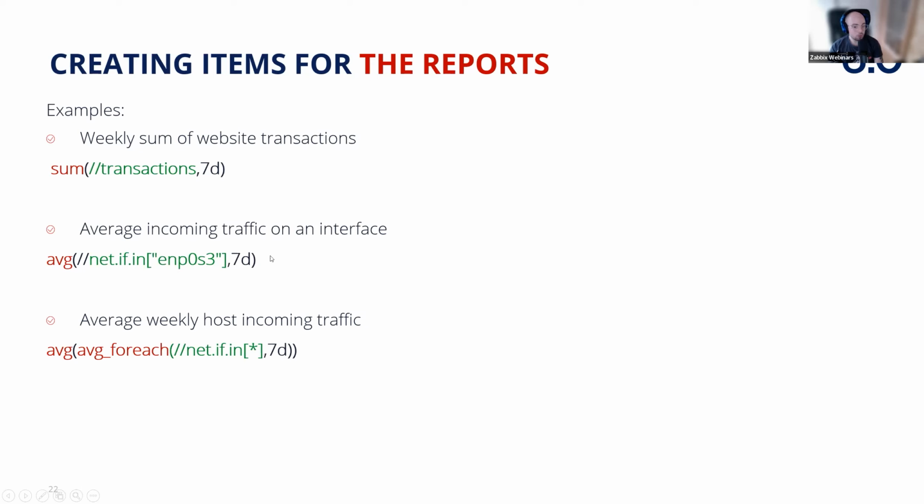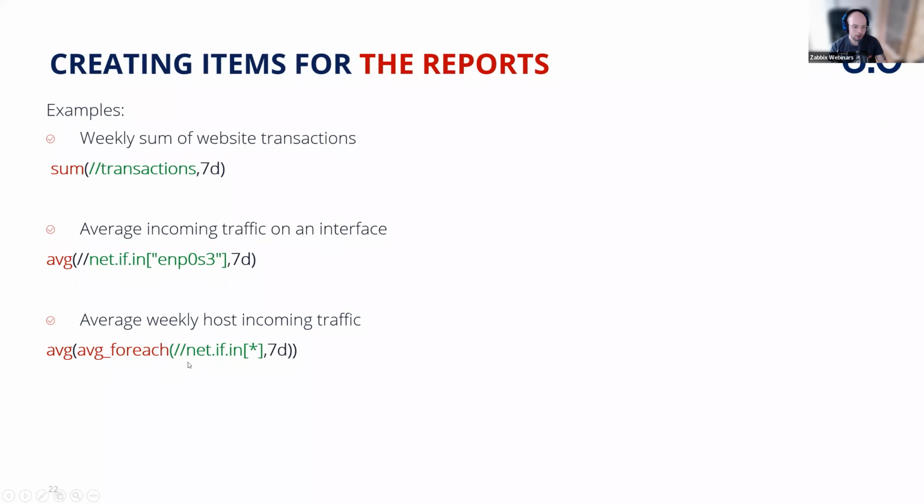That's simple, but what if I wish to aggregate traffic across all interfaces on a host? That's the bottom example. So I am using average for each. This means I'm averaging each incoming traffic item on a host. The first 2 slashes mean that I'm doing this on the host on which this item is deployed. They can contain a host name, they can contain a wildcard, but if they contain neither, so nothing, that means this applies to the host on which this item is deployed, from a template, for example.